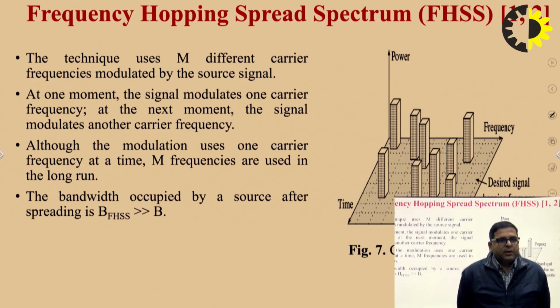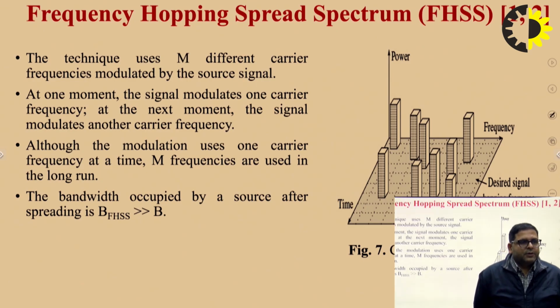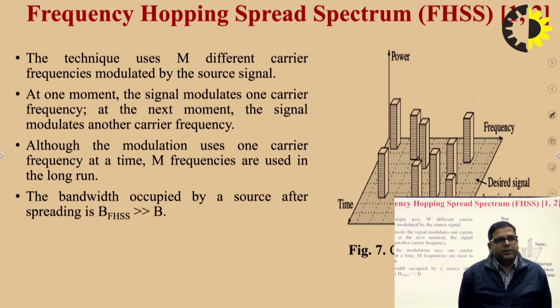The bandwidth occupied by a source after spreading is much greater than the bandwidth of the original signal generated by the source.